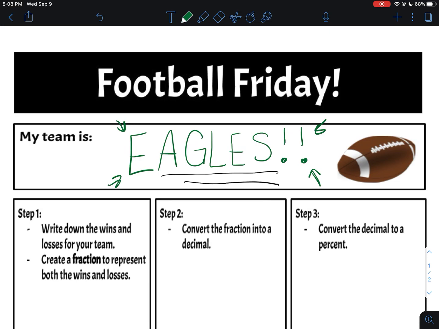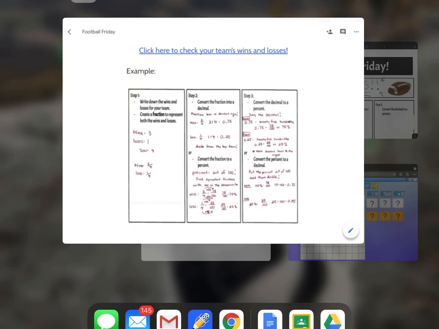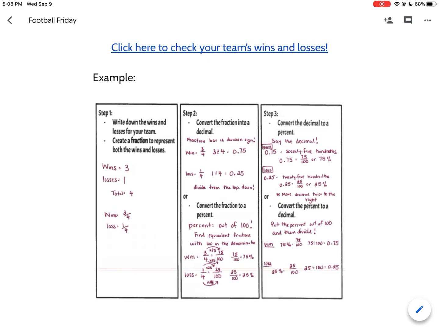So how this is going to work: every single Friday, whether you are in the classroom or at home, your one assignment is going to be Football Friday. On the first Friday, I'm going to share a Google Doc to you, and it's going to be your Google Doc. It'll have your name in the title once I give you a copy of it, but it will look like this. Yours is going to look a little different just because my iPad cuts off the top.